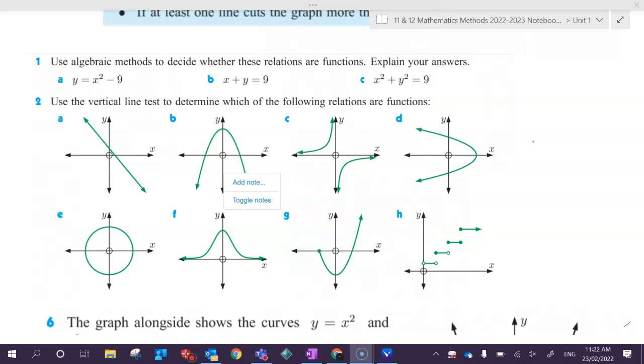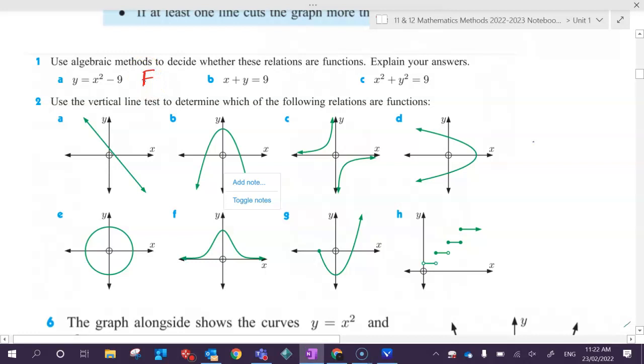What's that a representation of? What is that equation? It's a parabola. We know a parabola is symmetrical. We know that for every x value, there's only one possible y value, isn't it? If I take a number and square it and subtract 9, does the answer ever change? No. Whatever number I put in, I'm always going to get the same answer. Great, that's a function.